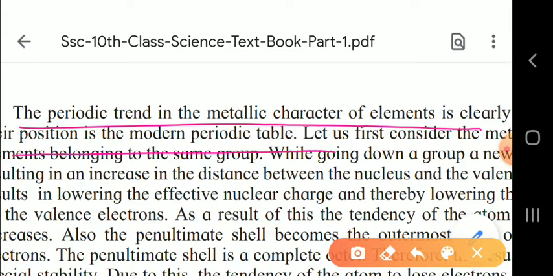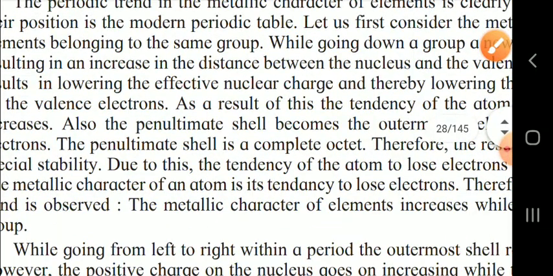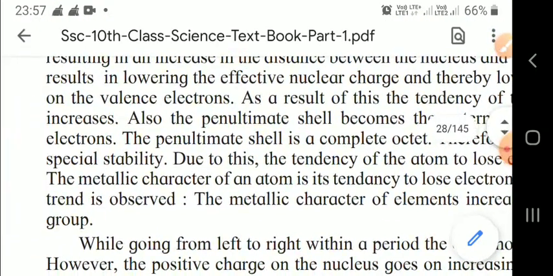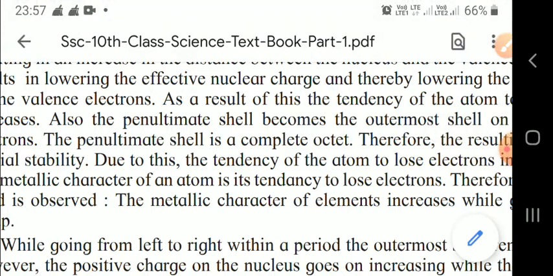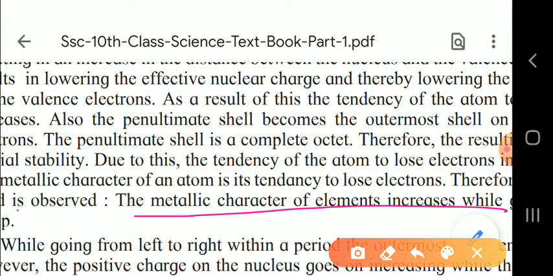So the resulting cation has special stability, and due to this the tendency of an atom to lose electrons increases further, and the metallic character of an atom and its tendency to lose the electron will also increase. Therefore the following trend is observed: the metallic character of an element increases while going down the group. This is an important point that you have to underline.